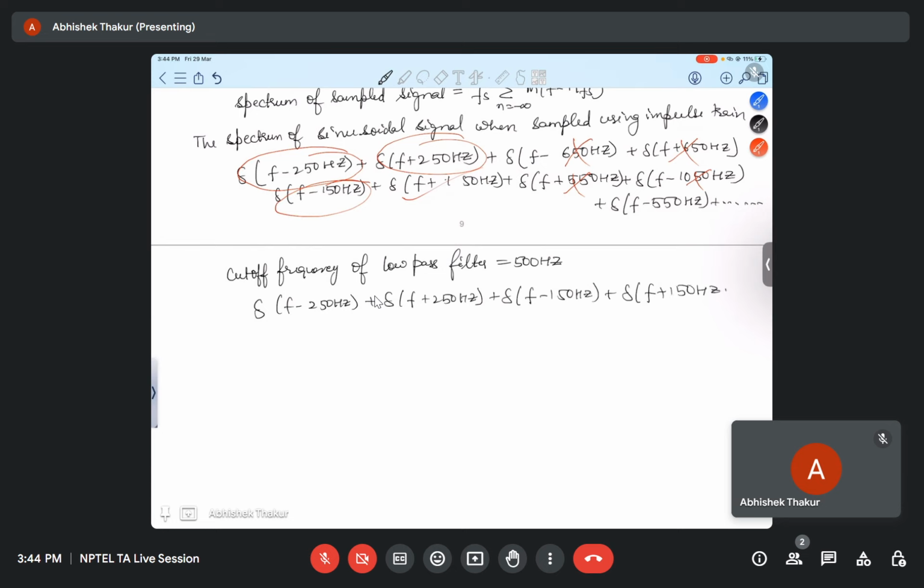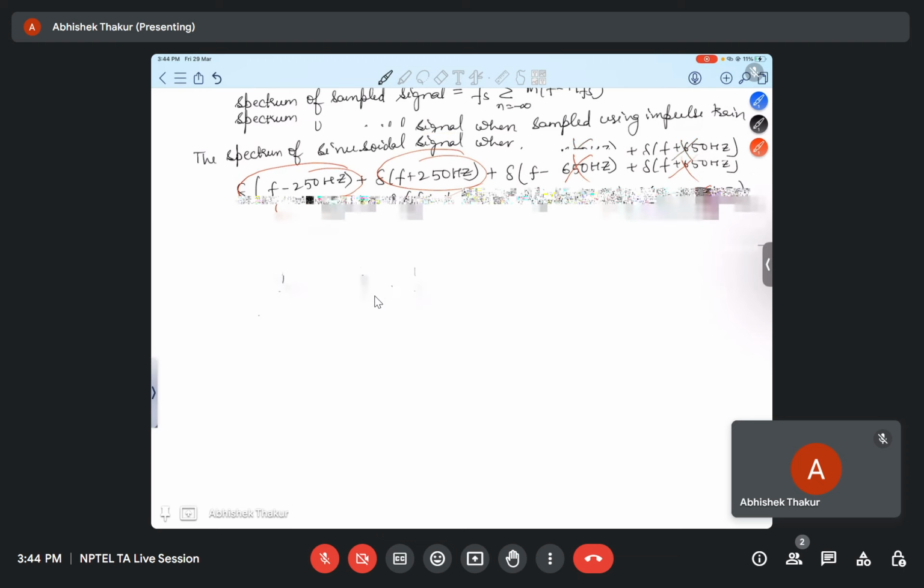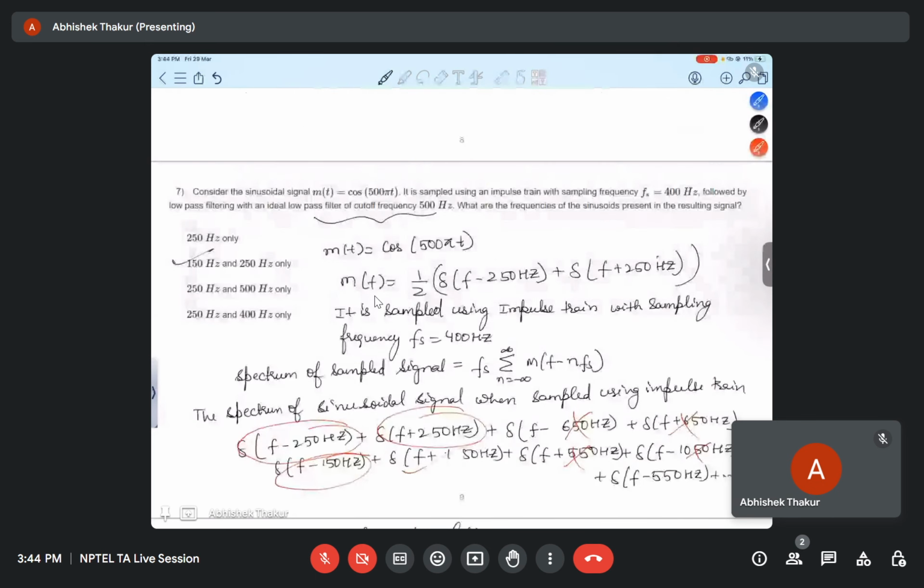So what are the frequency components present in the resulting signal? That is 150 hertz and 250 hertz. So option B is the correct answer for this question.